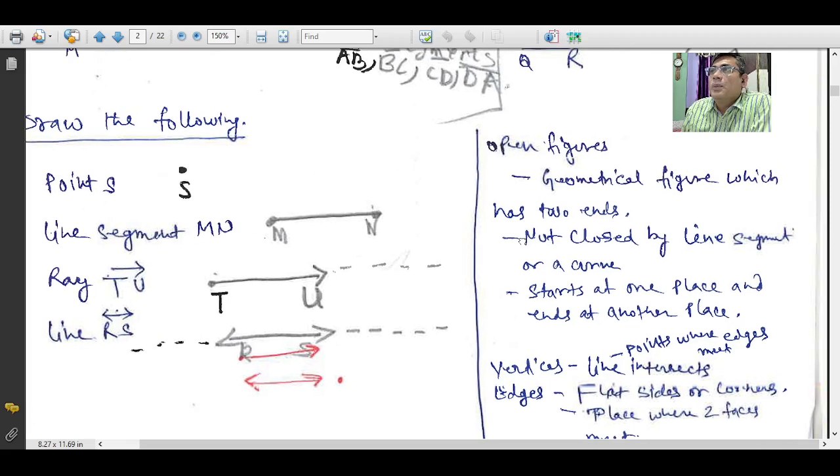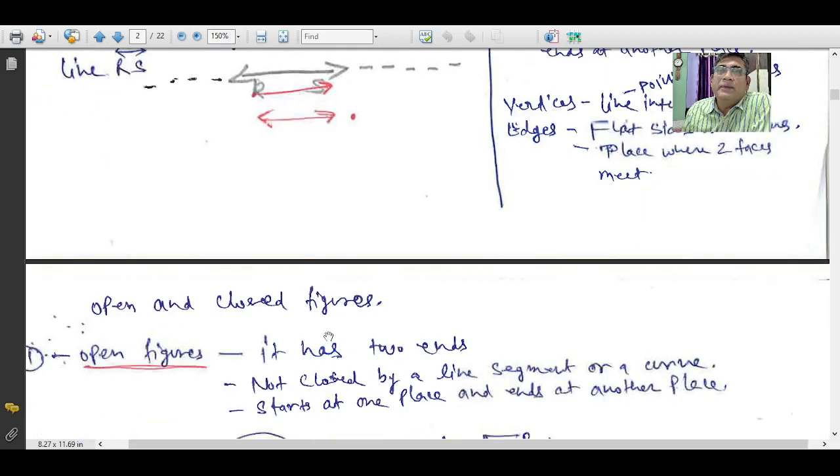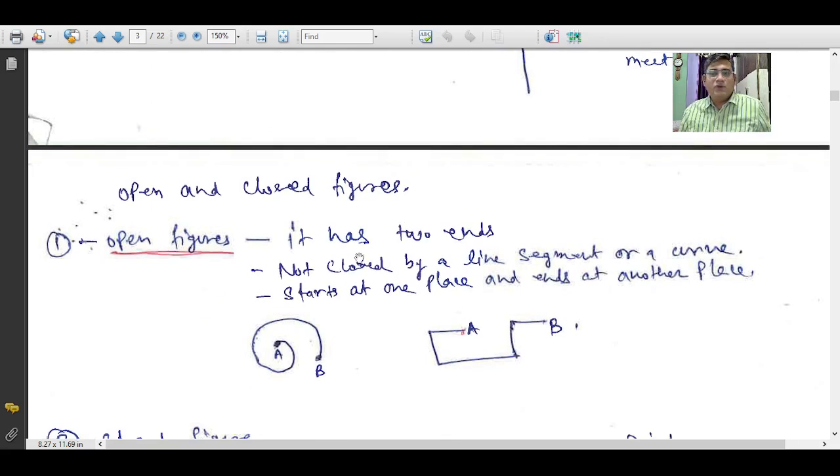Now next are open figures and closed figures. Open figures are geometrical figures which have two end points. It will have a start point and an end point, but both are different. They are not closed by any line segment or a curve. It starts at one point and ends at another point. What are edges? I will come to that later. So this is the definition of open and closed figures.